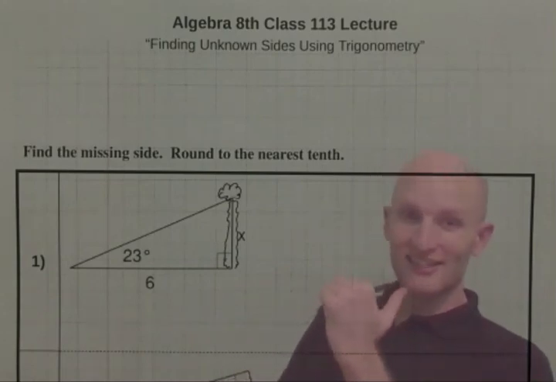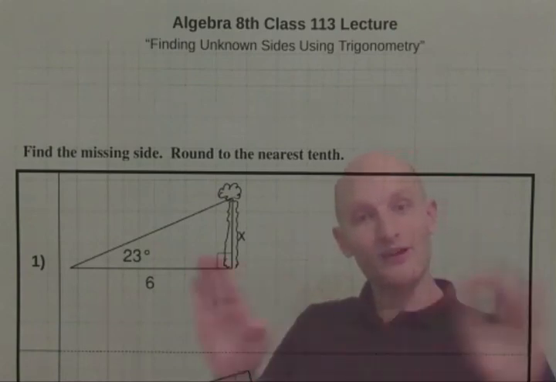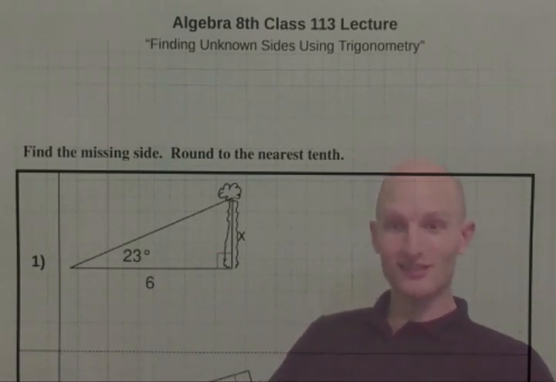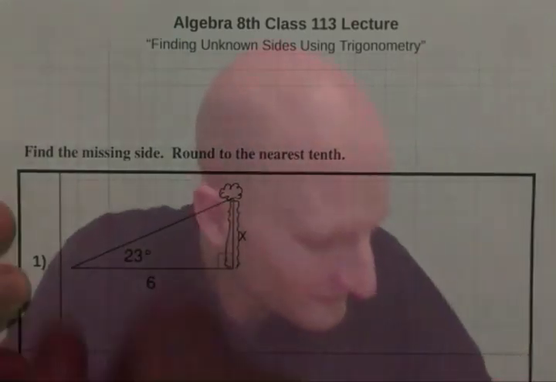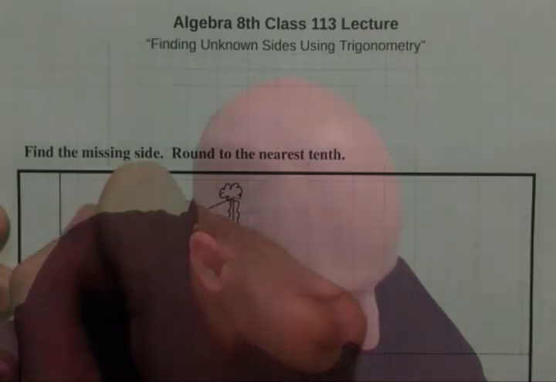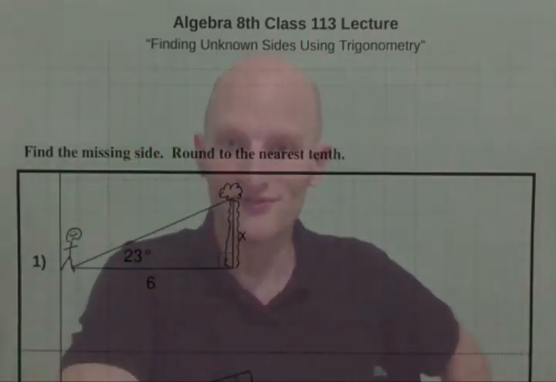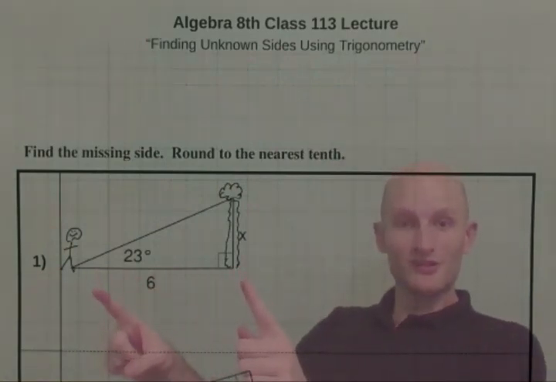Well, there's actually a way to do that. And you can find the height of that tree without climbing it using trigonometry, okay? All you need to know in order to know the height of the tree is how far you are. So let's say that you are right here. All right, there's you. All you need to know is how many meters you are from the bottom of the tree.